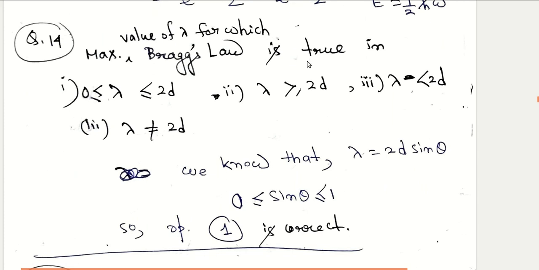Now, the maximum value of lambda for which Bragg's law is true. You know that lambda is equal to 2d sin theta, and sin theta always goes from 0 to 1. That's why the value of lambda will be from 0 to 2d.